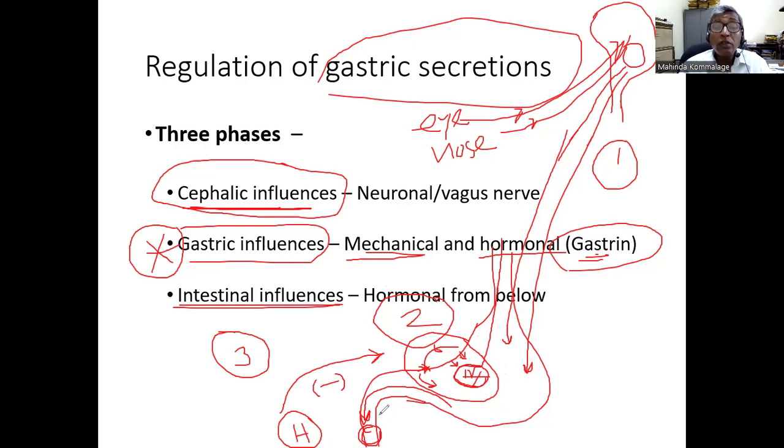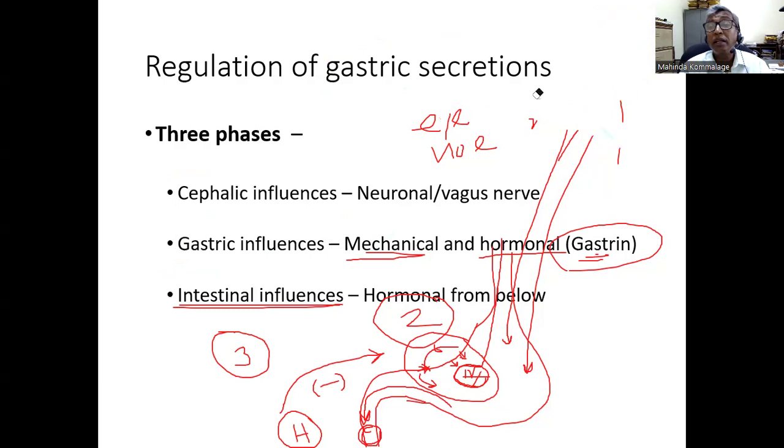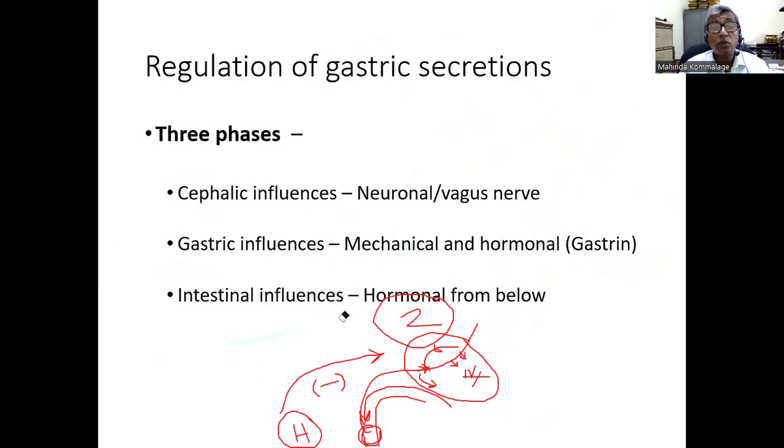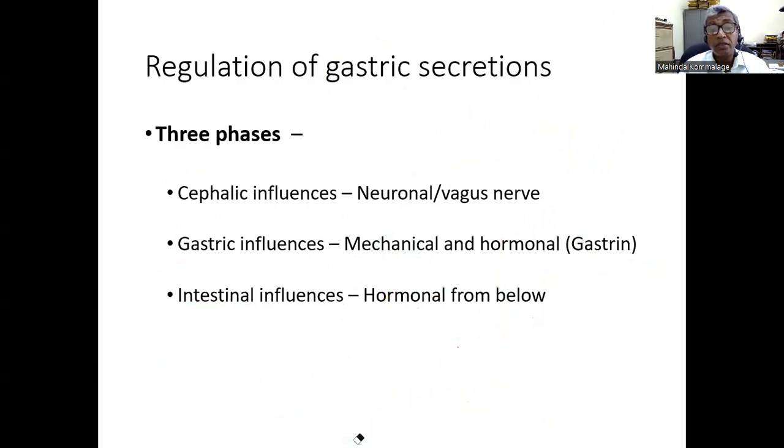Then from the lower area, that means the intestine, some hormones are secreted that will inhibit the gastric secretion. That's the inhibitory influence, right? The gastric influence is the volume-wise, major contributor for the gastric secretion, right? So I just explained three phases or three mechanisms that operate to regulate the gastric secretion.